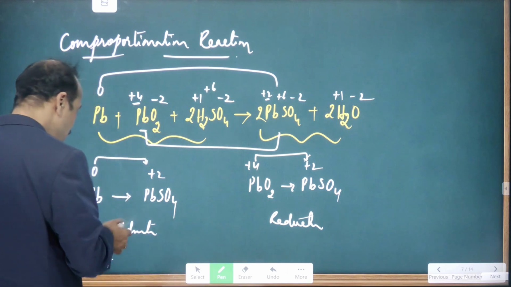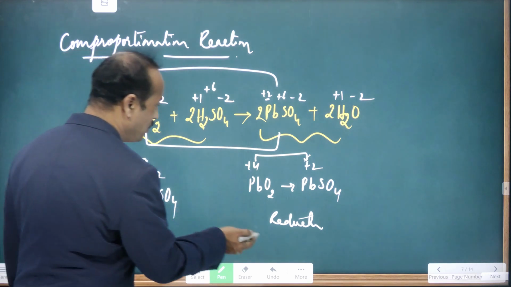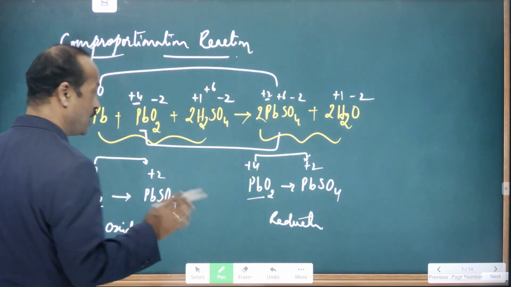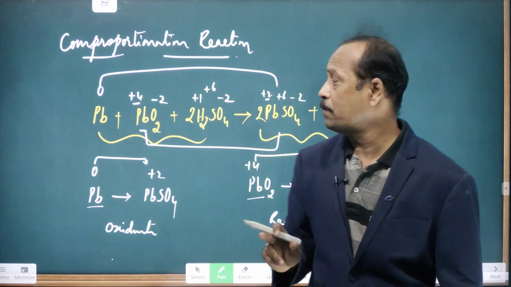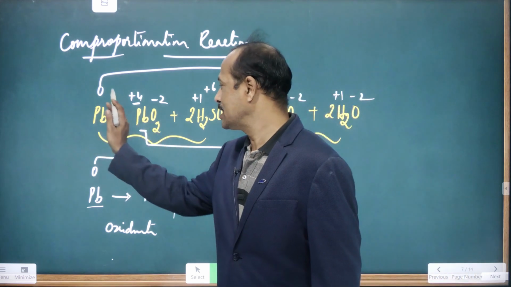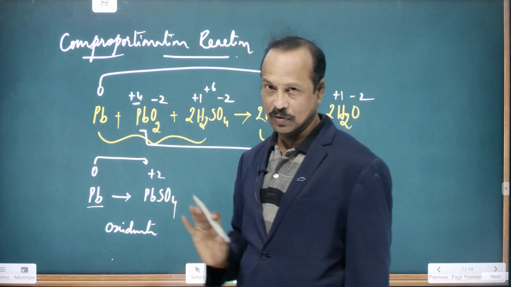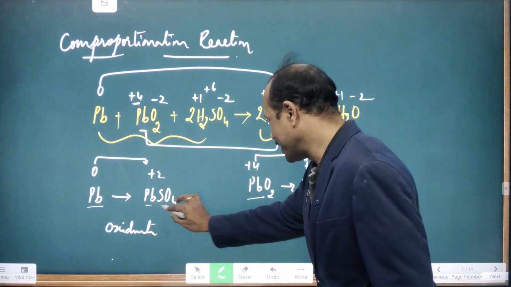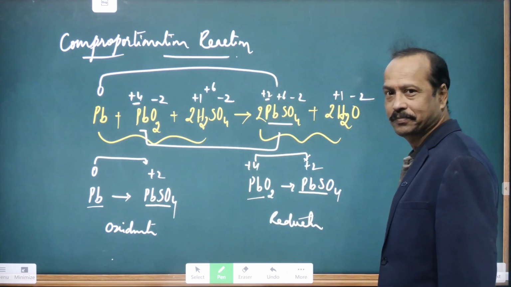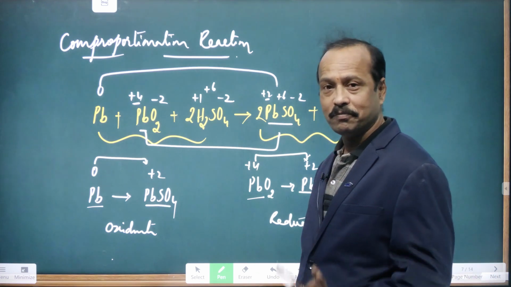Okay. So which element here is undergoing the oxidation? Lead. Which element is undergoing the reduction? Lead. But are these two the same element or the same compound? No. So here this lead is different. Two different compounds, two different reactants. But lead sulfate, PbSO4, is the same. So the product lead sulfate is the same.